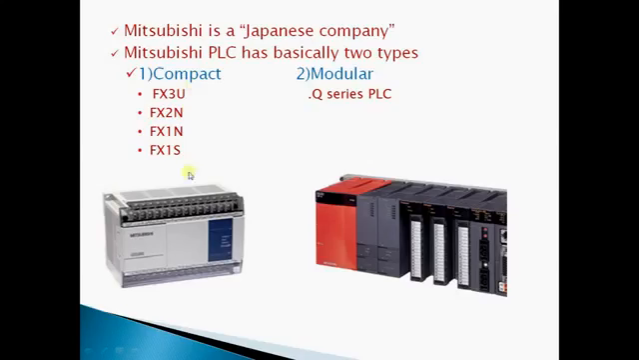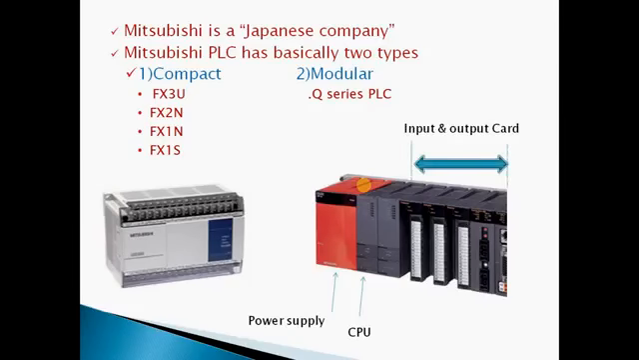A compact type PLC consists of an inbuilt power supply, CPU, and input outputs. But what's the difference with a modular PLC? In a modular PLC, there are separate slots for power supply, CPU, and input output cards. But in a compact type PLC, all these are in integrated form.